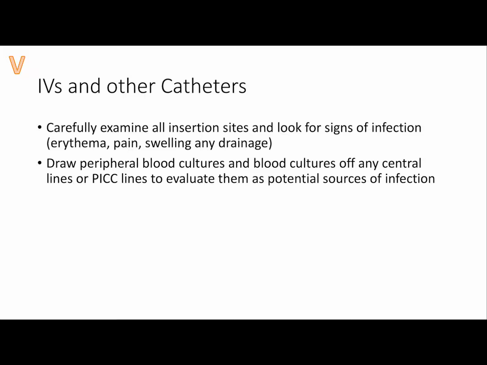Next is V for veins, and this really informs your evaluation of patients who have fever, who may be at risk for infections from an IV or other central catheter. You need to carefully examine all the insertion sites and look for signs of infection, such as erythema, pain, swelling, or any drainage at the site of insertion for these IV catheters, PICC lines, or central lines. You should draw peripheral blood cultures and blood cultures off of these lines to evaluate them as potential sources of infection.